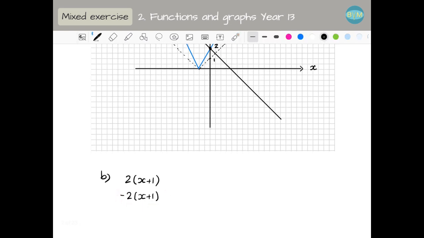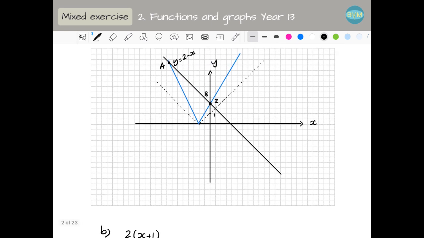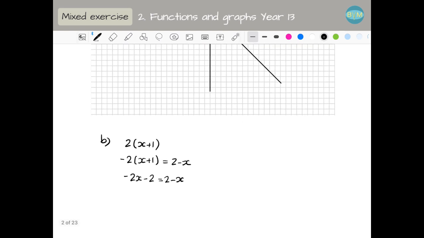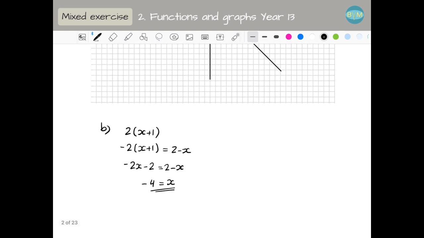we are going to take the negative branch and make it equal to the black line. That was 2 minus x. We expand brackets, so minus 2x minus 2 is going to be 2 minus x. So we have 2x minus x is x, and minus 4. So x is minus 4, and that is point A.